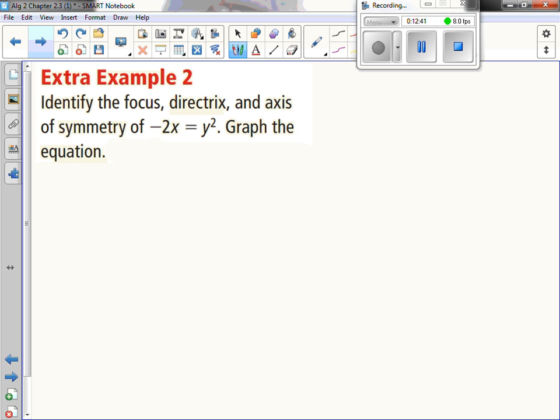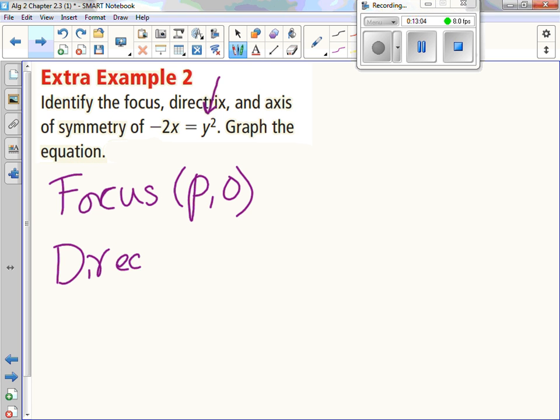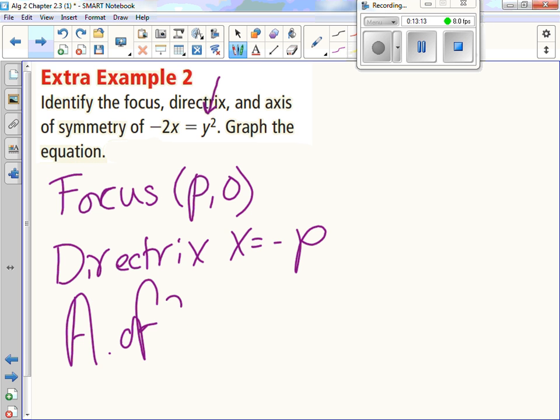Let's look at another one. The first thing I always look for is what variable is squared. Which variable is squared? Is it x or y? It's the y value. So I go straight to the equations for y. The focus is (p, 0). Our directrix is x equals negative p. And the axis of symmetry is y equals 0.